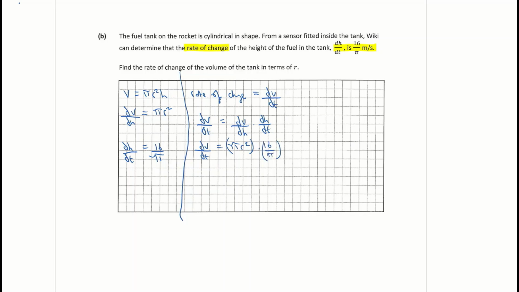And multiplying those out, this is the same as over 1, so top by top, bottom by bottom. That's getting dV/dt equal to 16 times pi r squared all over pi. And the pi's will divide into each other to give me 1. So that means that dV/dt is equal to 16 r squared.